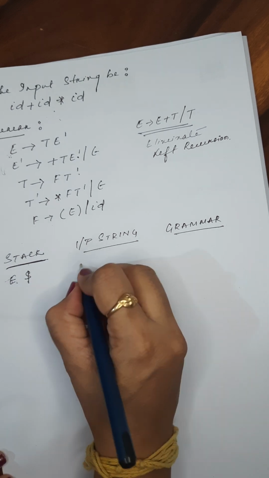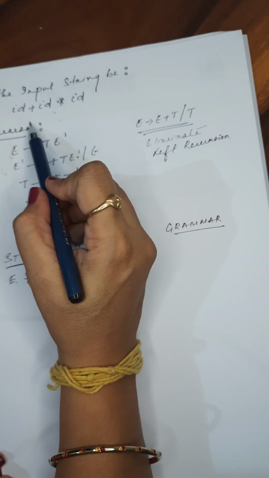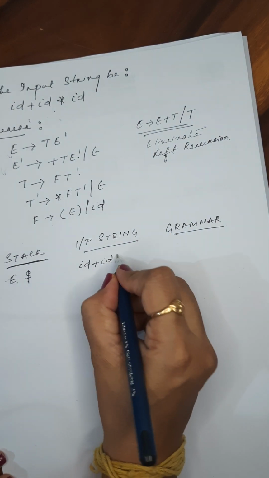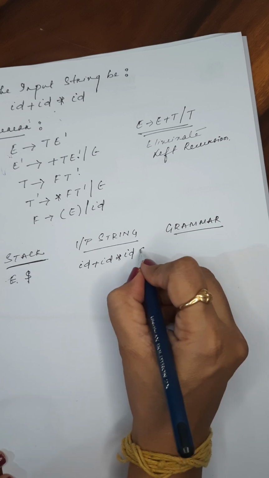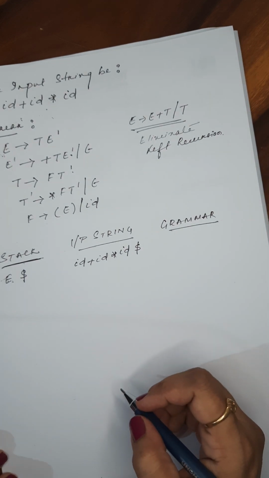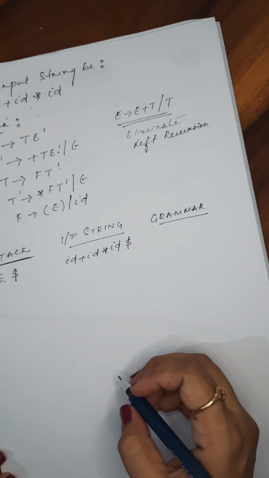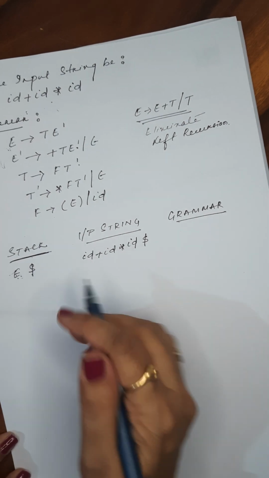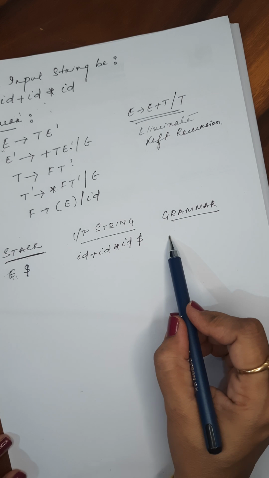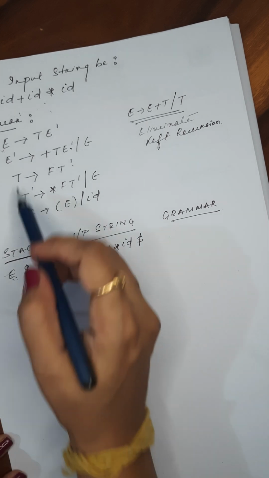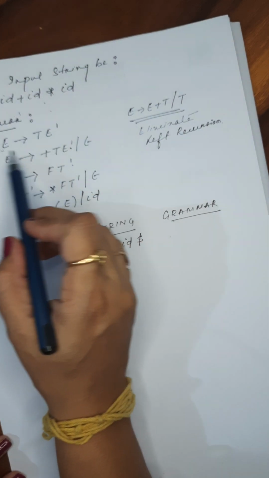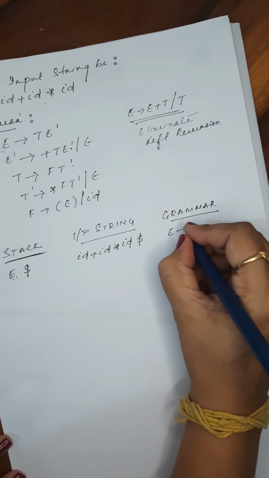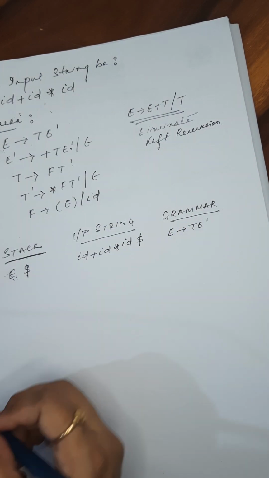Okay. Input string means ID. See the input string given over here, ID plus ID star ID. At the end again it will have an end marker. Now here we have the starting symbol as E. Now what do we have to do? We have to take a production which starts with E. Now look at the question. For E we have only one production, that is E tends to TE dash. So we will write E tends to TE dash.